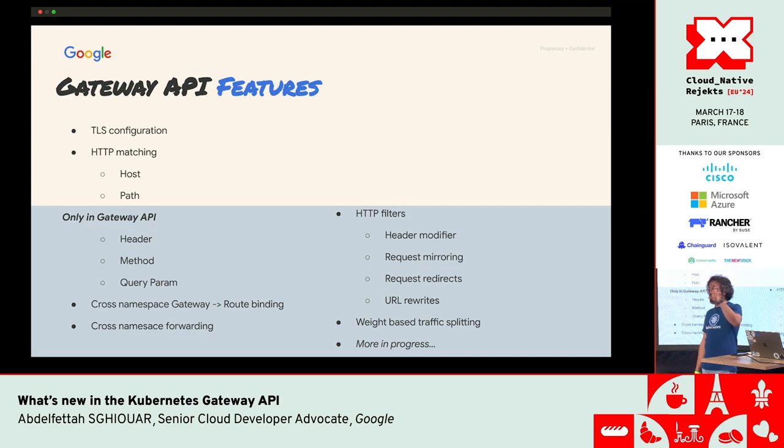So you can have the gateway itself, an object called Gateway, deployed in one namespace and pointed to backends in a different namespace. It comes also with HTTP filtering, so you can filter based on headers, you can filter requests, and so on. You can do weight-based traffic splitting, etc. There's actually a lot of features coming, and the key thing here is that all these features are built into the Gateway API. So they are consistent across implementations. They work the same way.